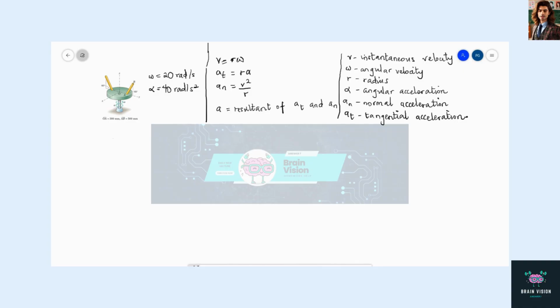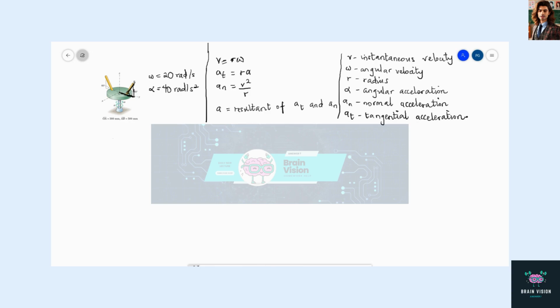Hi. So on our question today, I want to find the instantaneous velocity and instantaneous acceleration given the angular velocity and angular acceleration. So first of all, we need to find the radius from this diagram. Given that this distance is 300 and this distance is 500, we can find this distance by using cosine because we know this angle.